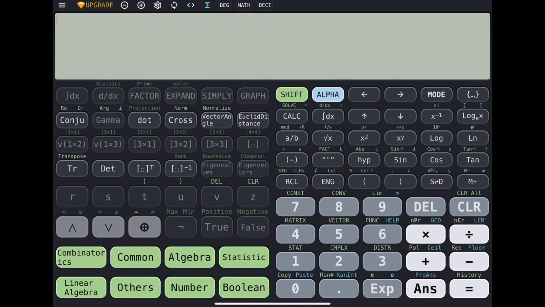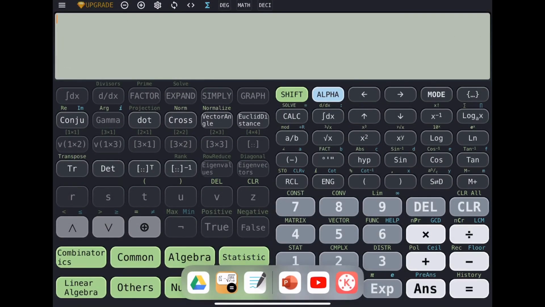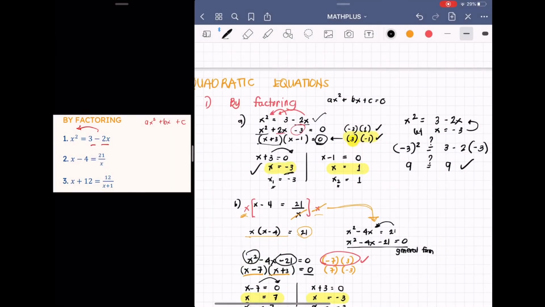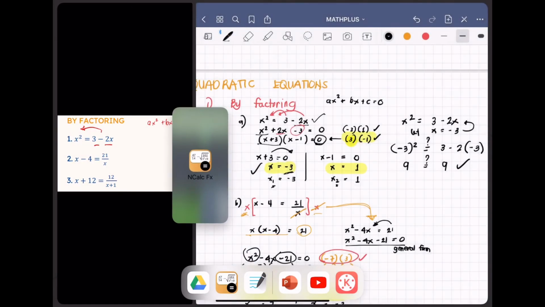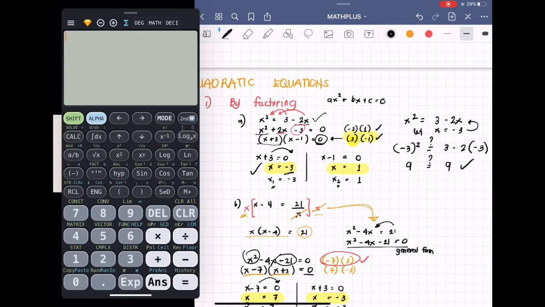Okay, in your calculators, so let me just get my equation. And I'll overlay the calculator here. Okay, so get your calculator. In your calculator, if you're using a Casio, you have options there.